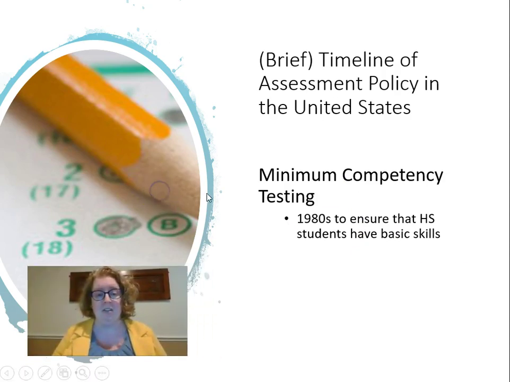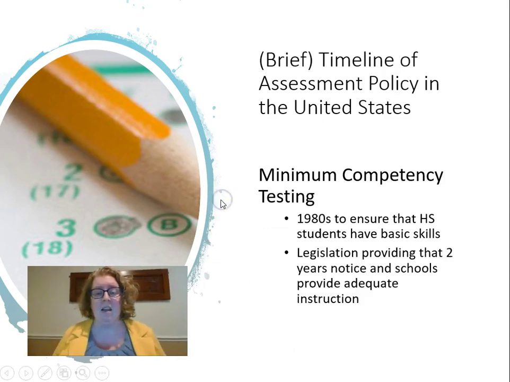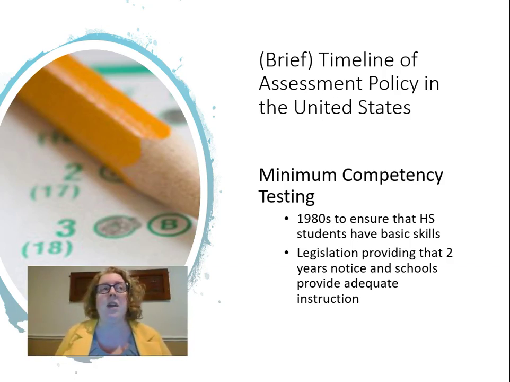And this is where we start to see legislation providing 2 years notice for schools to provide adequate instruction. So what was happening was we said, okay, well, everyone has to pass this test. Well, since schools hadn't been preparing students for these tests, they weren't passing them. And that led to some lawsuits, which led to this idea that schools are now also held legislatively responsible for providing this instruction.